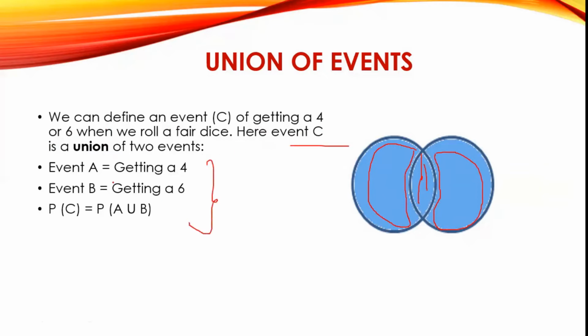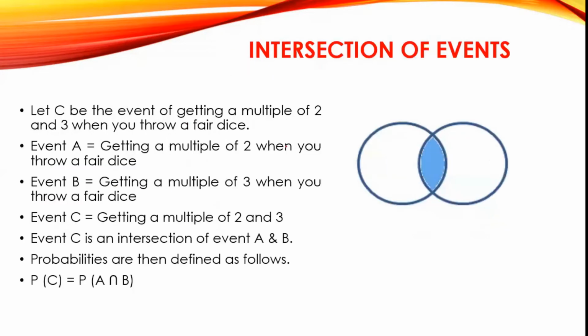So event A is getting a 4, and event B is getting a 6. So what is the probability of C? This is the way to write it: probability of C is equal to probability of A union B. Like that, we have intersection. Here I can see intersection.